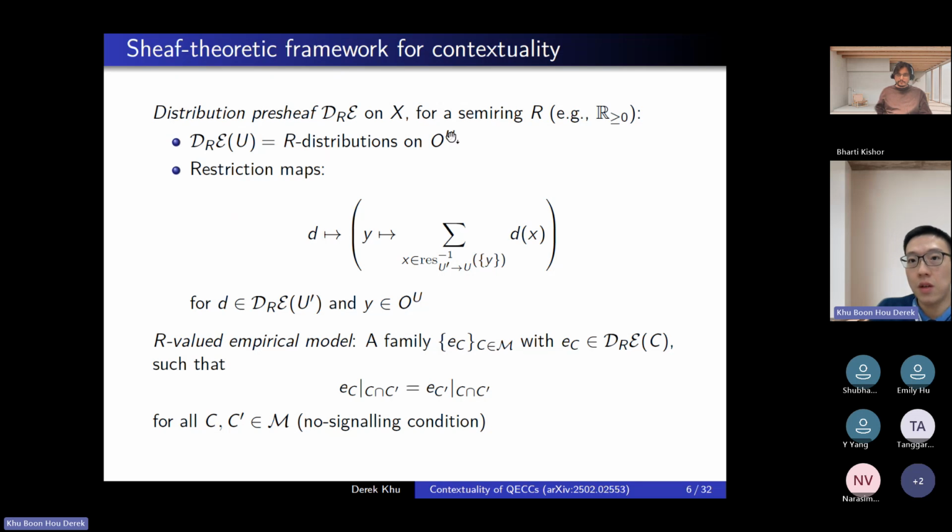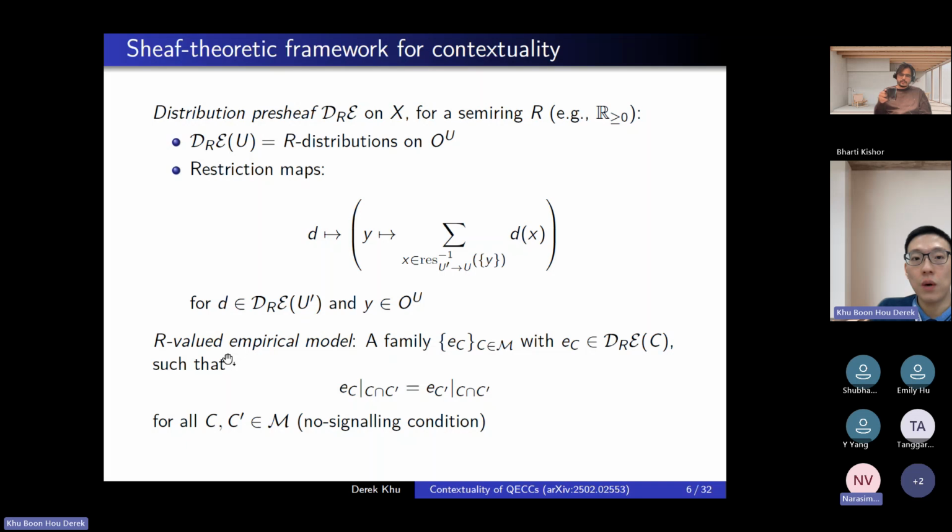the possible outcomes. So when R is equal to the non-negative real numbers, then we do get the probability distributions. And the restriction maps in this case for this pre-sheaf would simply be, this is really just marginalizing the distribution. So if you have a distribution over a bigger set, and then to restrict that distribution to a smaller set, we are just taking the marginal distribution.